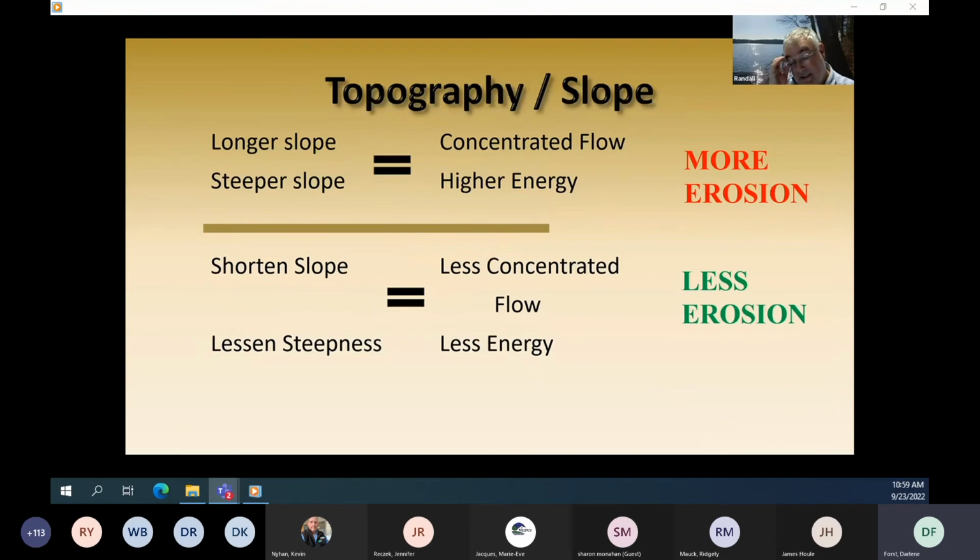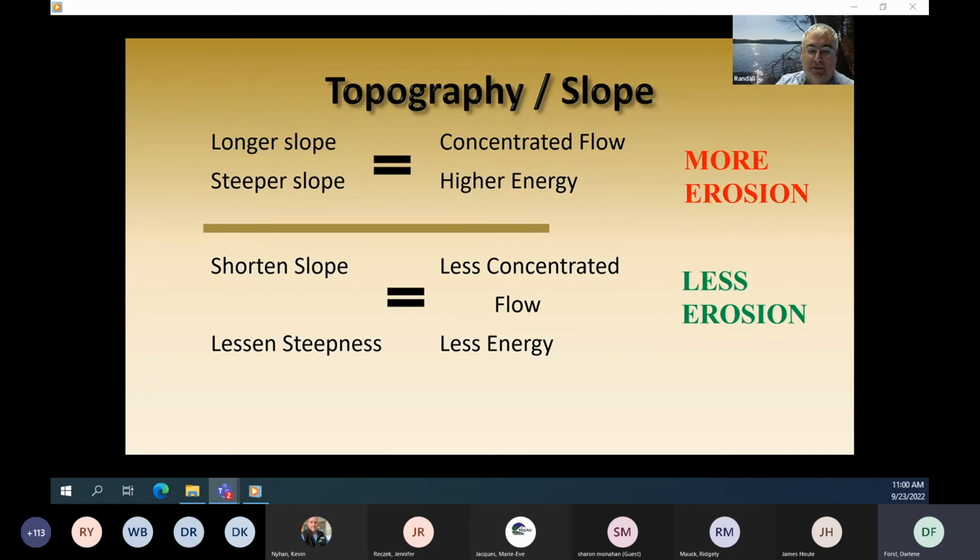When we look at soil erosion, we've got a formula we often use called the Revised Universal Soil Loss Equation, and it looks at all these factors. It looks at climate, soils, cover type, slope length, and slope steepness, and that's what we're showing here on this slide. As you can imagine, longer slopes and steeper slopes are going to give us more concentrated flows. We're going to get higher energy. The result of that is more erosion.